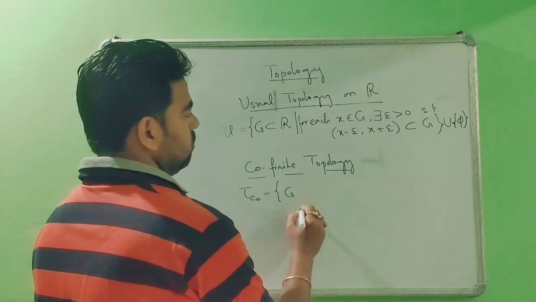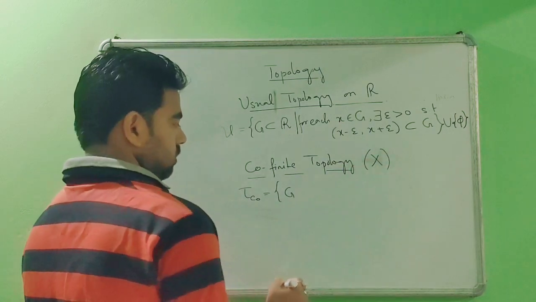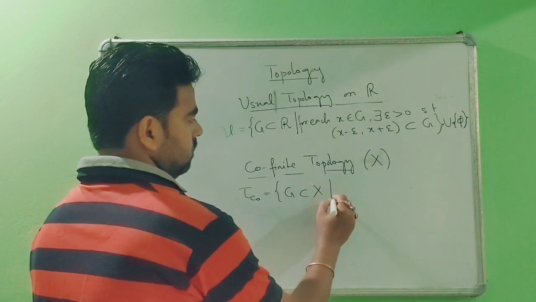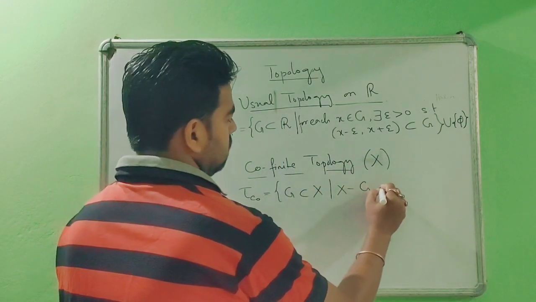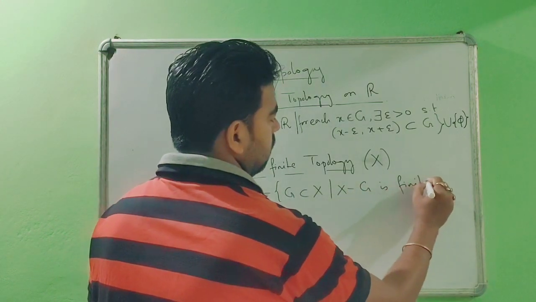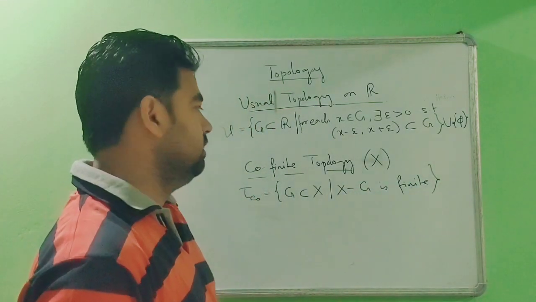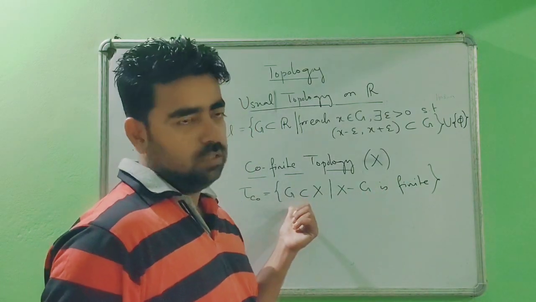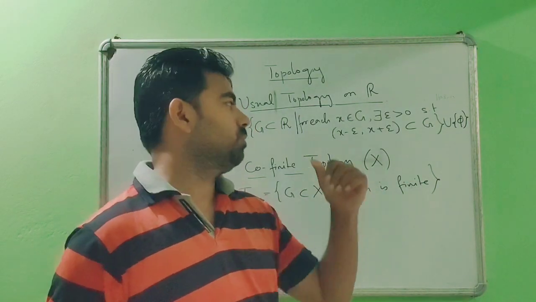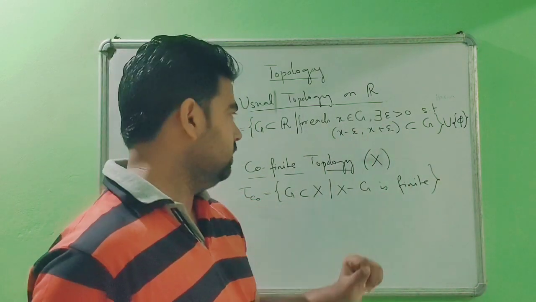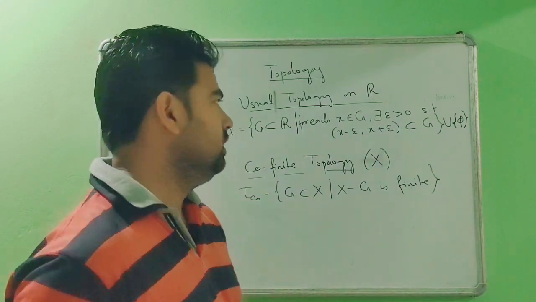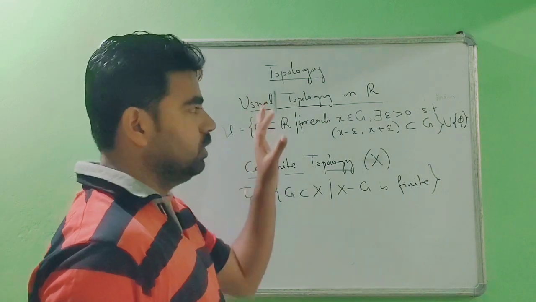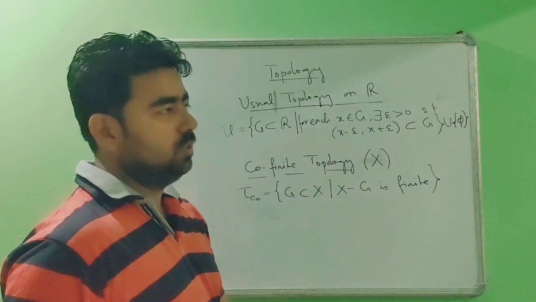All the G, so the set is X. All the G subset of X such that X difference G is finite, meaning the complement of G is a finite set. If the complement of any set is finite, then that particular set belongs to the collection. So this collection also forms a topology on a set, and this topology is called the cofinite topology. I will give the proof of these two when we discuss the topological spaces.